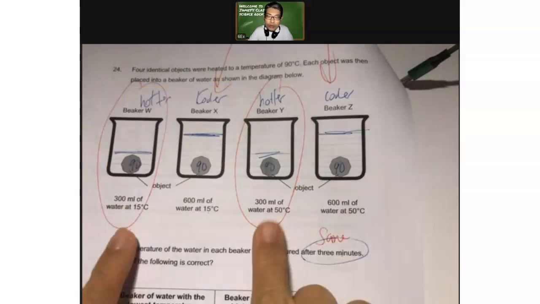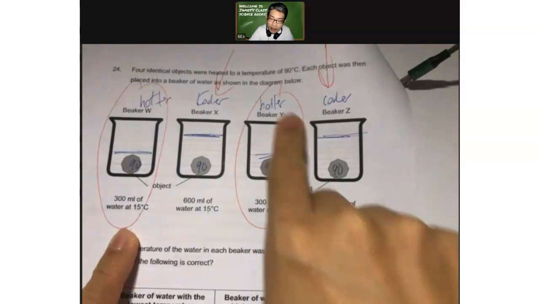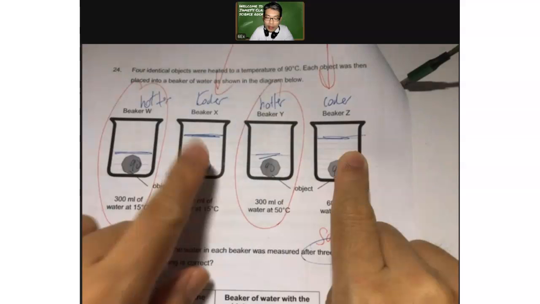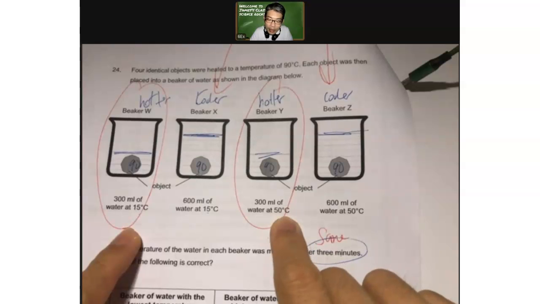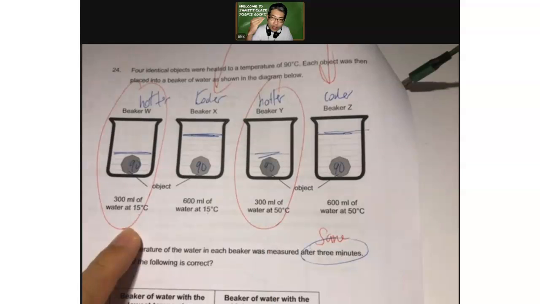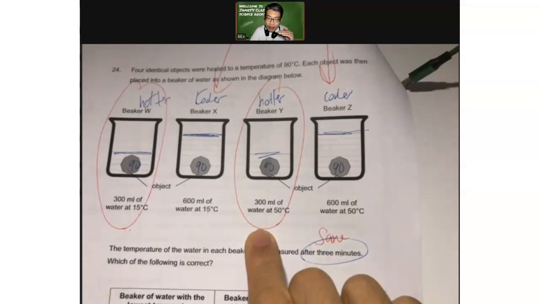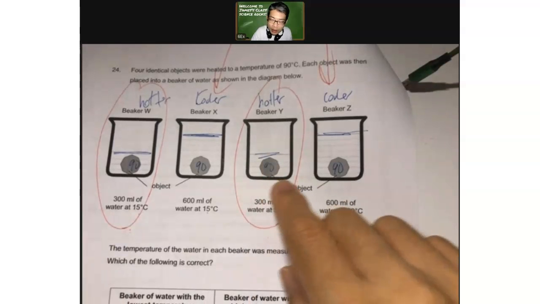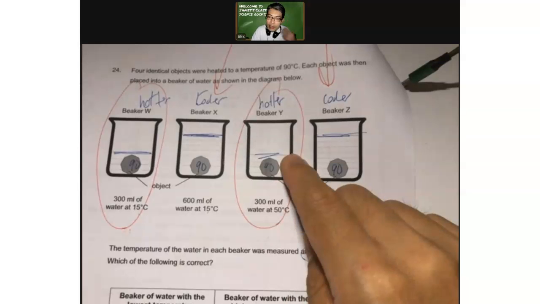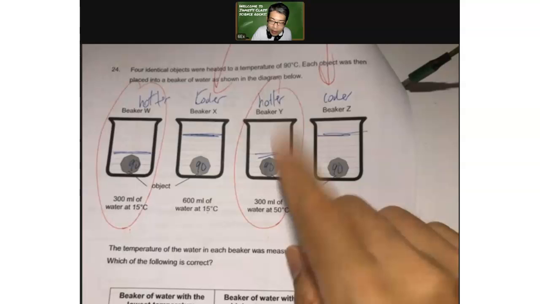Now comparing these two, the water here is hotter than this, the water here is hotter than this. But which one is hotter than which one? Now this beaker here has water that starts off hotter at 50 degrees Celsius, at a higher temperature compared to this at 15 degrees Celsius. So this water here, since it started off at a high temperature and gained more heat when it was at a high temperature, this is hotter than this. So Y is the hottest. If Y is the hottest, the answer is clearly 1. Y is the hottest. Hottest would be here, 2.